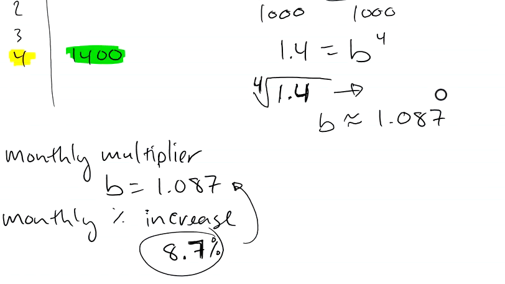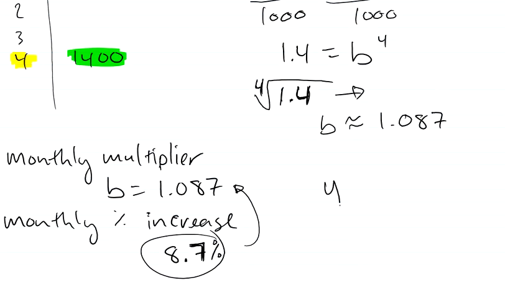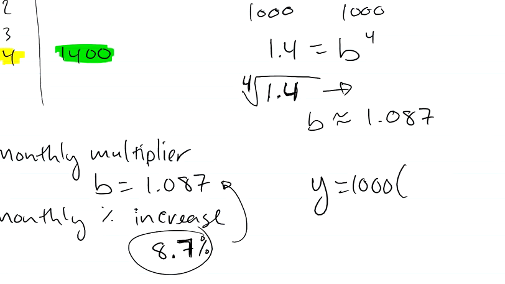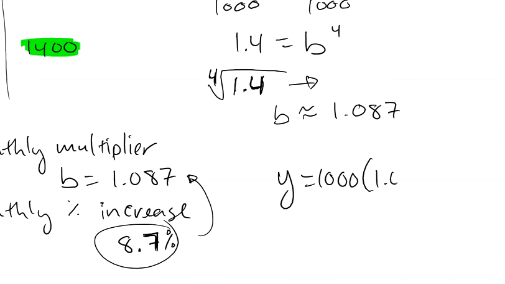And then finally it says write an equation that models this situation. We knew our value of A was 1,000, so our equation would be y equals 1,000 times this monthly multiplier of 1.087, raised to the x power. So x is the number of months past our starting condition where it was $1,000 per ounce, and y would be the value of an ounce of gold for that particular month x.